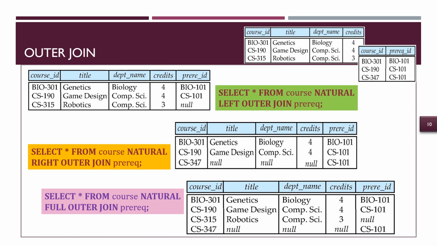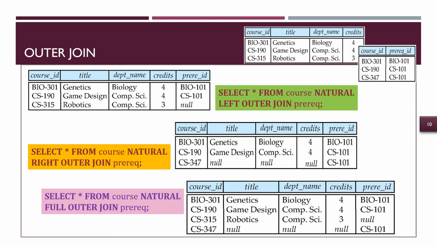So the right table here is prerequest. It preserves all the tuples in the right table. Okay, so the course IDs bio 301, CS190, CS347 of the right table are preserved here. But for the tuple CS347, the corresponding course details are missing. So such details will be filled with null values.